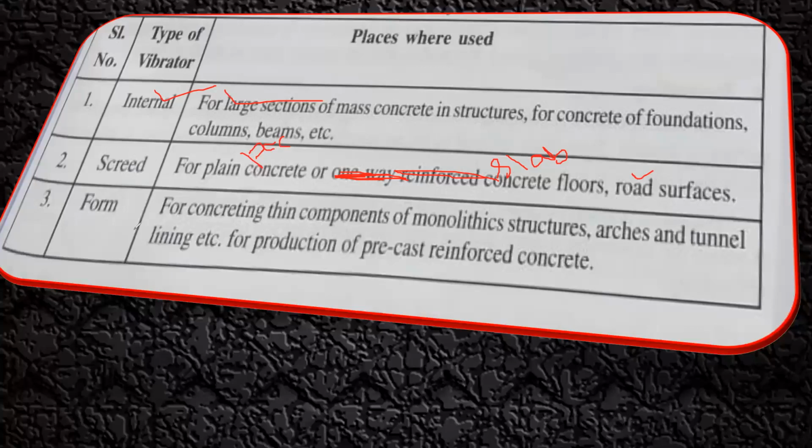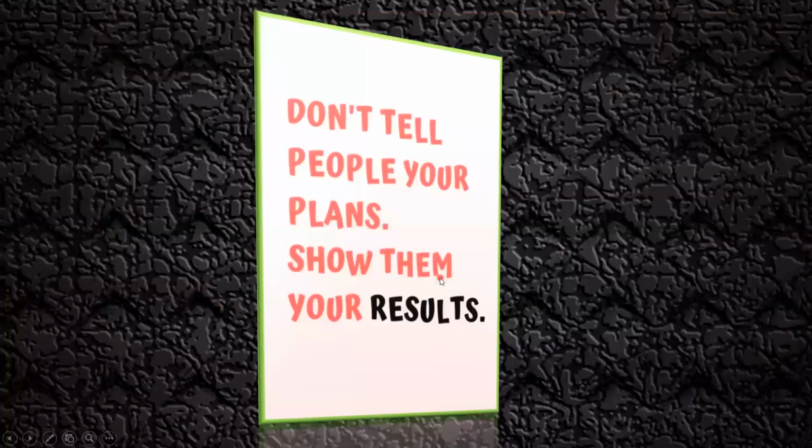The last one we have is the form vibrator. These we can use when the internal vibrator cannot be used. We have already seen that, especially when we have heavily reinforced sections. In that case, we go with the form vibrator, like for concreting thin components of monolithic structures, arches and tunnel lining, etc. For production of precast reinforced concrete, we make use of the form vibrator, right? So this was all about the vibrators, their types, how they function, and where to use them.